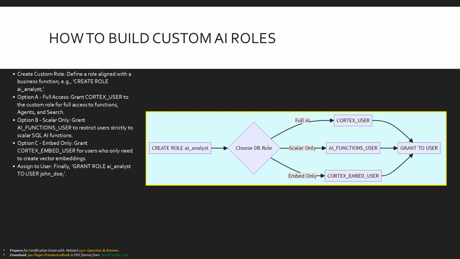Here we see the decision tree for a security admin. After creating the AI Analyst role, the admin reaches a decision point. They can route the permissions to full AI, scalar only, or embed only. Whichever path is chosen, it converges at the end where that highly tailored custom role is finally granted to the end user. It is clean, modular, and highly secure.